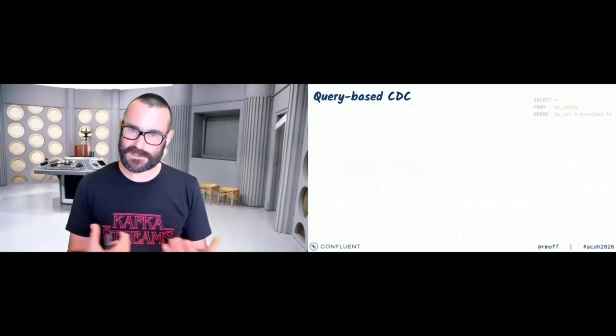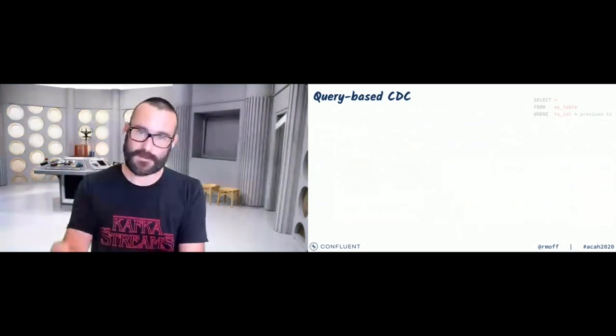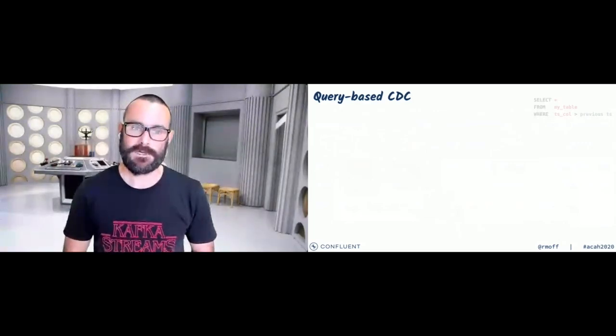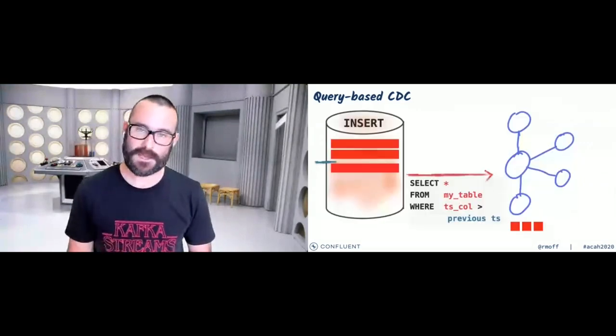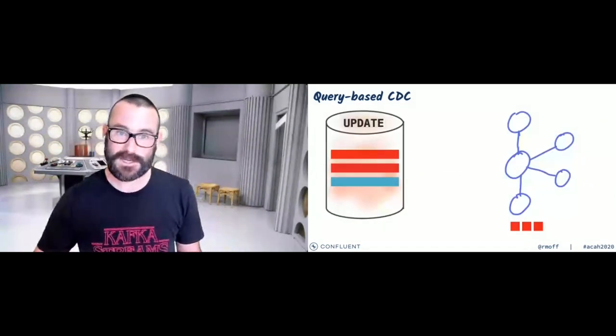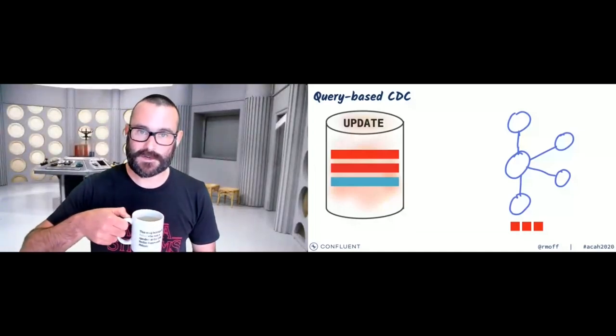So a timestamp is a much more obvious one. You have a field in a table which says, when was it last updated or when was it created? And so you can base your polling on that. So a row gets inserted. We can capture that because we can compare it to the timestamp previously. A row gets updated. We can capture that because, again, the update timestamp is greater than it was previously.